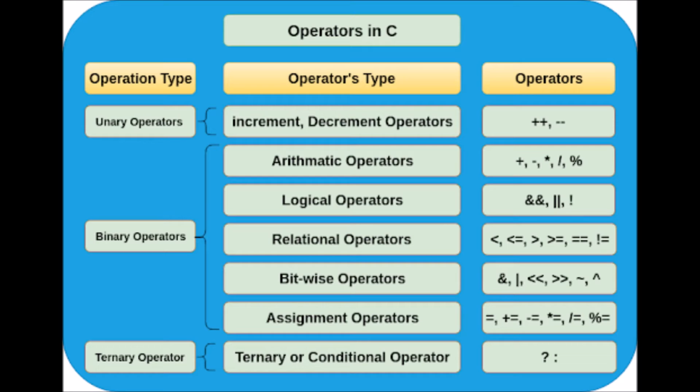The second type is logical operators. In logical operators, there are and, or, and not operations. The double ampersand symbol represents AND operation, and the double pipe symbol represents OR operation, and the exclamation mark represents NOT operation. The next one is the relational operators.